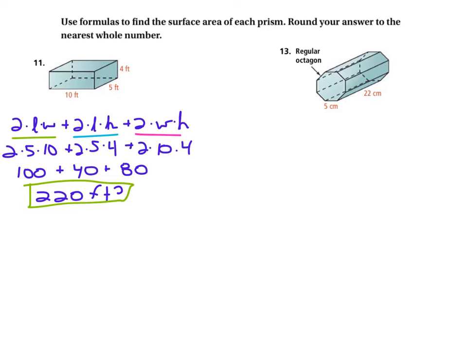That one's pretty straightforward. Whenever you have rectangular prisms, like you see in number 11, you can just take the 3 dimensions and make all 3 pairs: length times width, length times height, width times height. And when you do those, you've got to double them because there are 2 sides each.